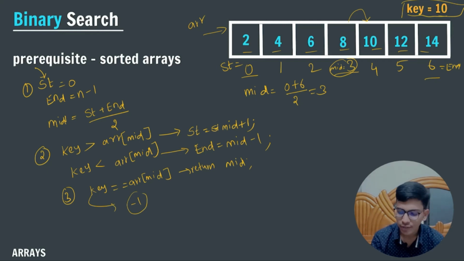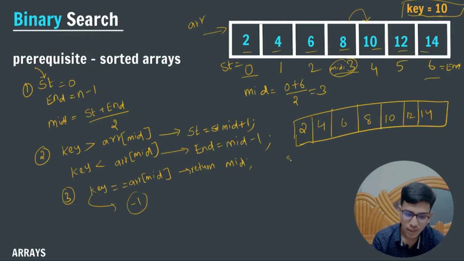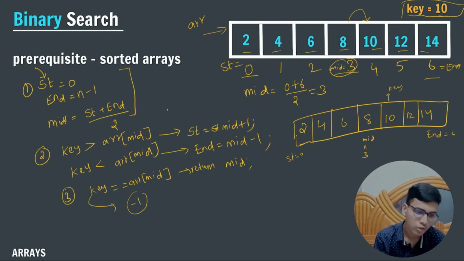So I can rerun if you want. So this is our array, right? 4 6 8 10 12 14. This is my starting index 0, and this is my ending index 6, and this is my mid, that is 3, right? So this is my key. So first step is we have calculated all those things.